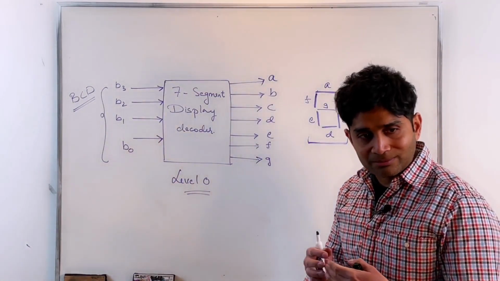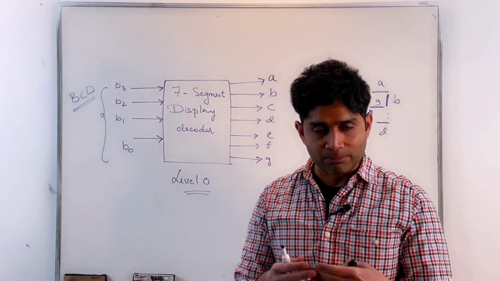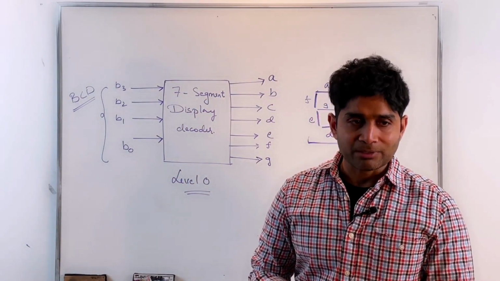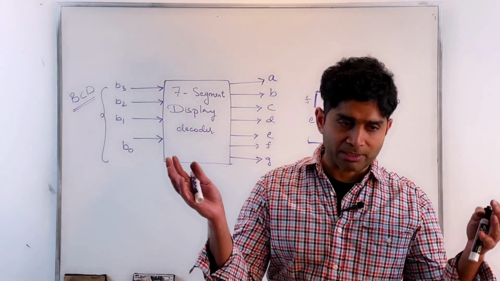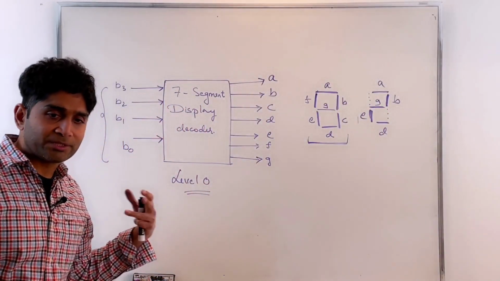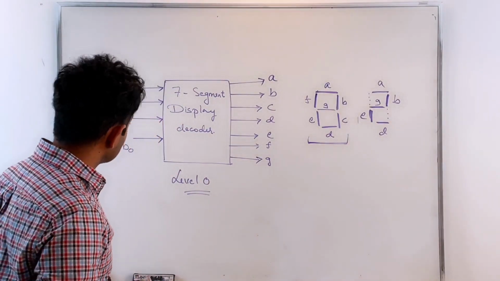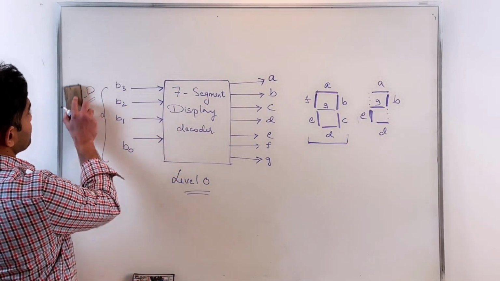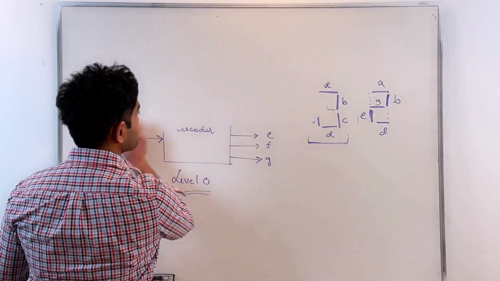So now I know the relationship between the outputs and the inputs, my level 0 diagram is complete. Now it's time to translate that information into a truth table, or summarize the working of this device, the display decoder, into a truth table. And let's do that. So now it's actually fun.